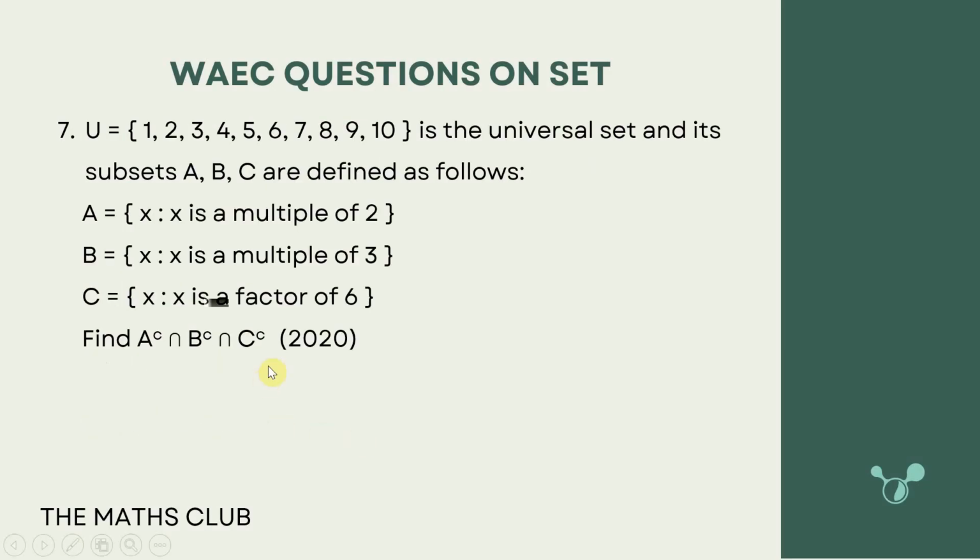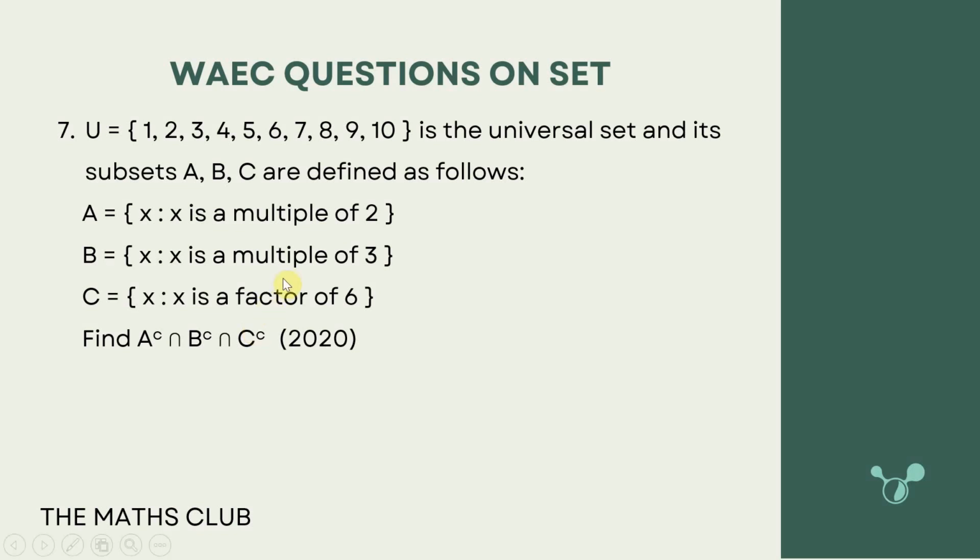Great. The next question is taken from 2020, and it says the universal set is the numbers 1 to 10 and its subsets are defined as follows. Subset A is X such that X is a multiple of 2. Subset B is X such that X is a multiple of 3. Subset C is X such that X is a factor of 6. Remember, the word is factor, not multiple. That means I should find the intersection of the complement of A, complement of B, and complement of C. Let me pause the video and let you try it out for a few minutes.